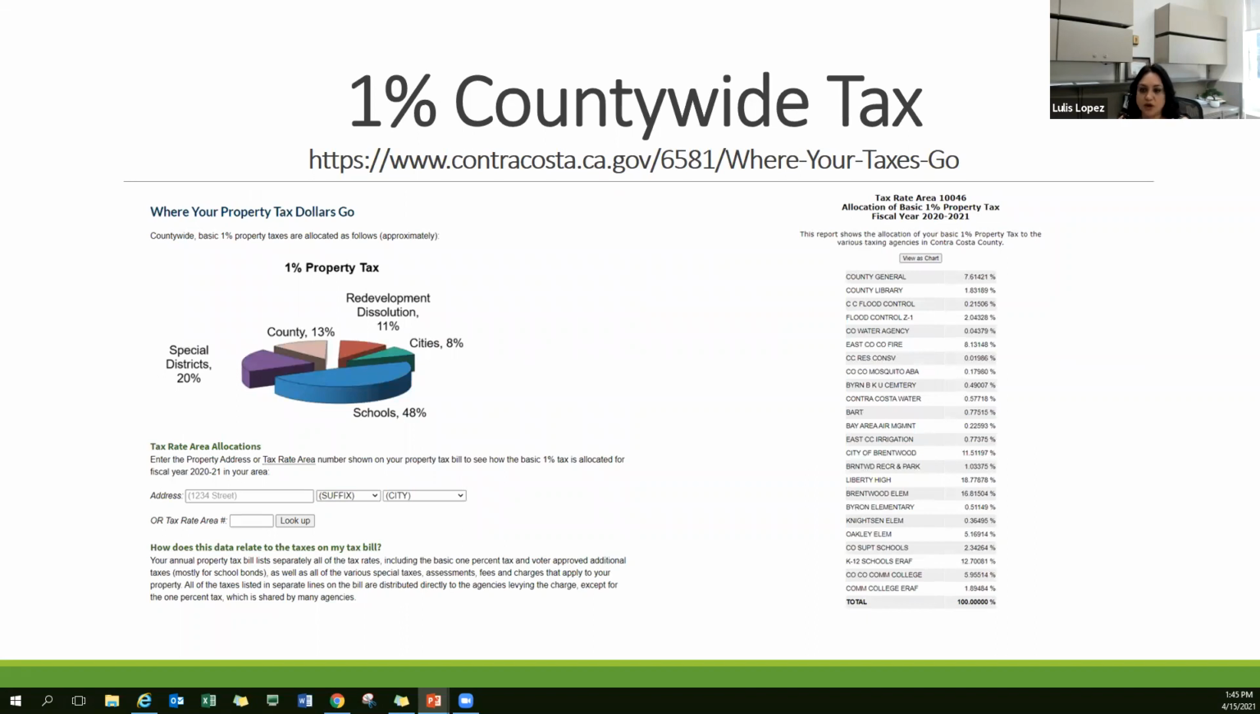On our website, you can view the allocation by searching by the tax rate area or the situs address. And you can go to www.cctax.us, where your taxes go.